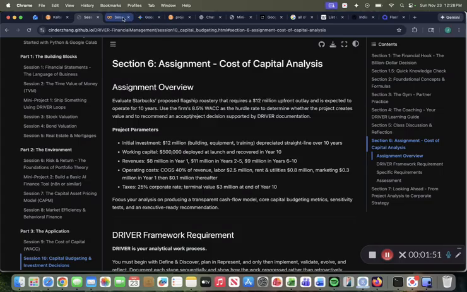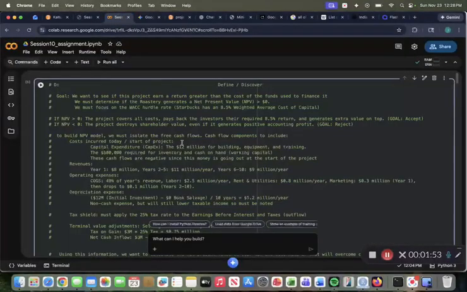So looking into our driver framework that we'll use for this, the first stage is define and discover. Our goal is that we want to see if this project will earn a return greater than the cost of the funds used to finance it. So we must determine if the roastery generates a net present value greater than 0. So it must be positive. And we must focus on the WACC hurdle rate, which is the 8.5% weighted average cost of capital that Starbucks has. And then just some other basic information to go over.